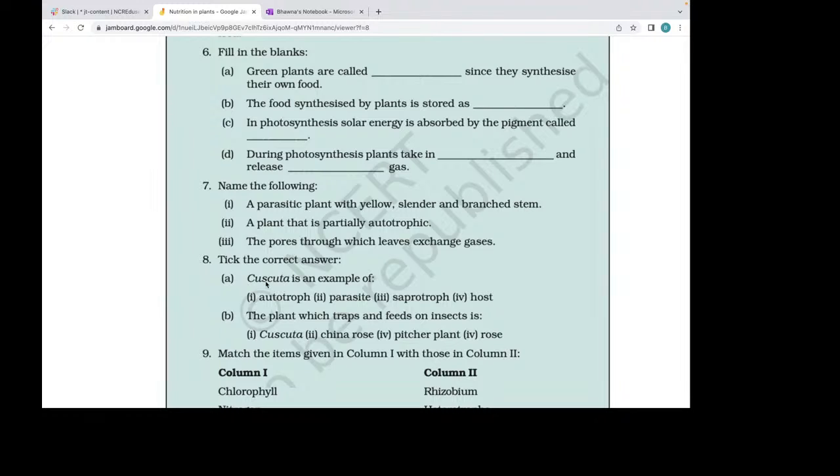Okay, so what is the first question? Cuscuta is an example of autotroph. Is Cuscuta an autotroph? No, it does not prepare its own food. In fact, it does not have chlorophyll.